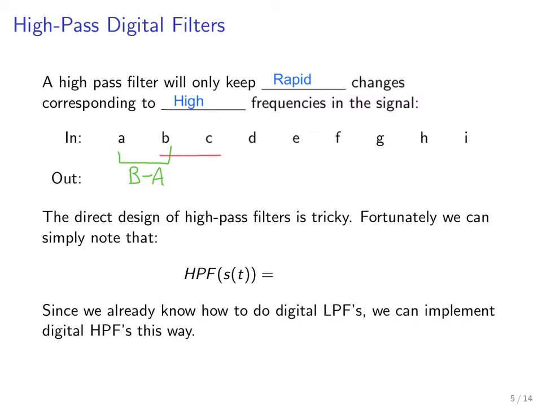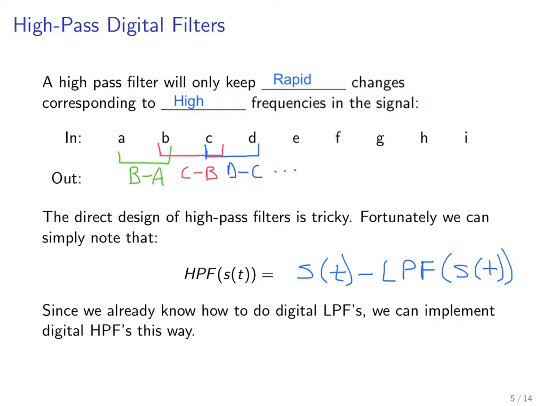The second one would be C minus B. The third one would be D minus C, and so on. So we're only passing here the differences between consecutive samples. Now it turns out that the direct design of high-pass filters can be tricky. Fortunately, though, we can simply note that a high-pass version of a signal has to be equal to the signal itself minus some low-pass filtered version of it. And we've already seen how easy it is to apply low-pass filters to signals.